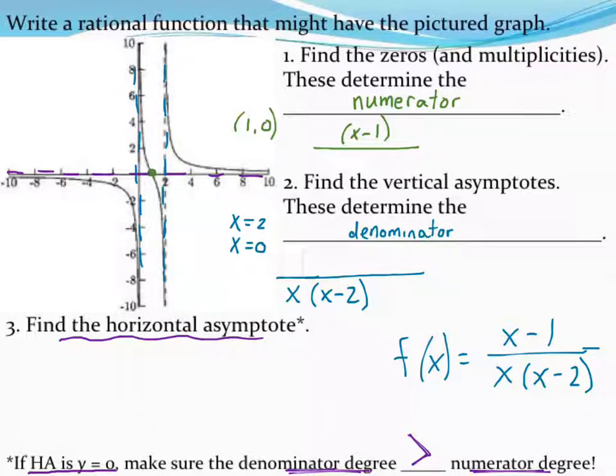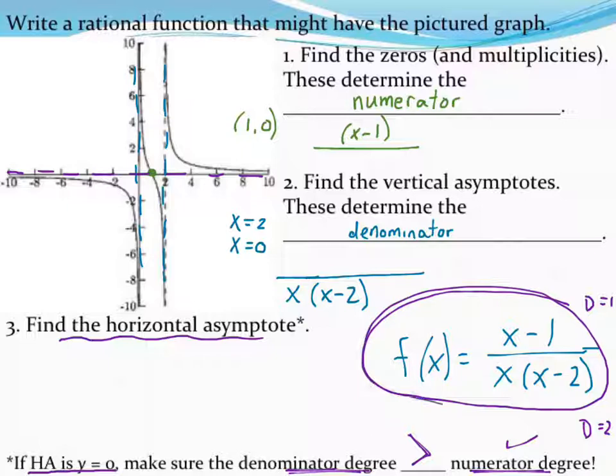The degree of my numerator is just 1 because it has x to the first power. The degree of the denominator is 2 because if I were to multiply it out, x times x is x squared. So I can see that this works. The degree of the denominator is greater than the degree of the numerator, so I don't need to do any fine-tuning. This is a-okay.